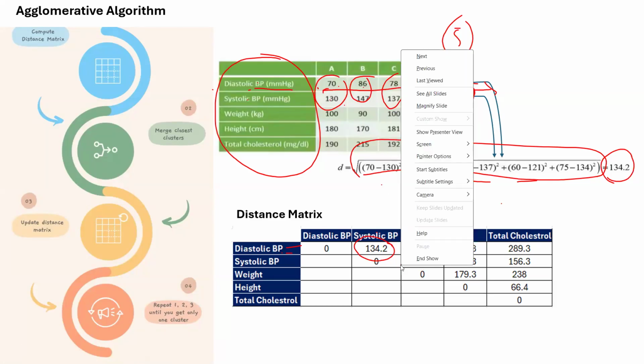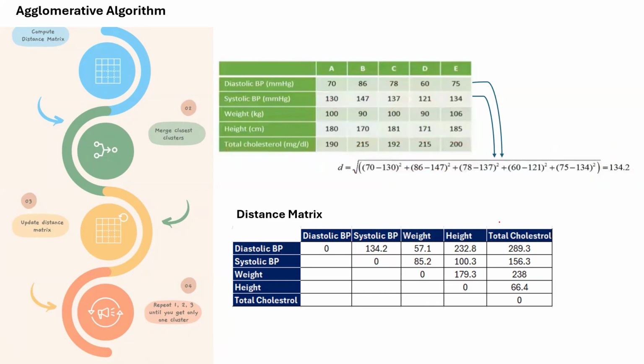Similarly, you calculate the distance from diastolic BP to weight. Diastolic BP to weight can be calculated by calculating the Euclidean distance between these two points. That is (70 minus 100) whole square plus (80 minus 96) whole square plus (70 minus 100) whole square plus (60 minus 90) whole square plus (75 minus 106) whole square. That's how you calculate the distance between diastolic BP and weight. Similarly, you calculate for every other combination.